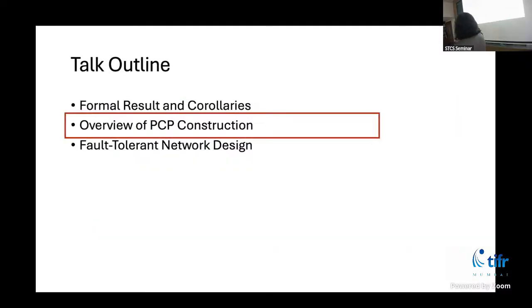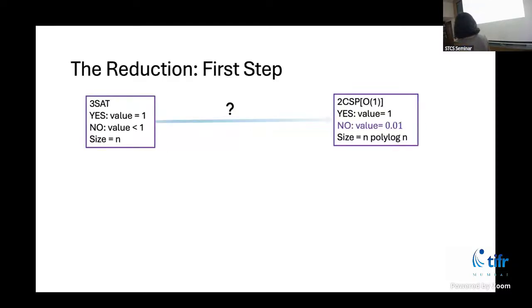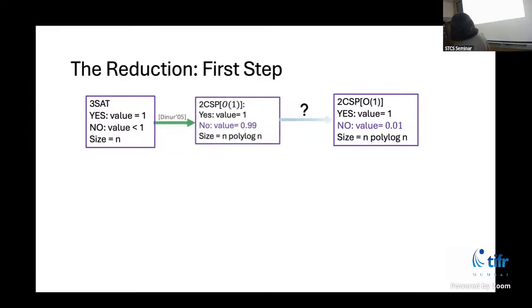Okay, so now let me get to more interesting stuff, which is how to use high dimensional expanders. So recall that this is our goal: to start with 3-SAT with n variables and reduce it to 2-CSPs with n polylog n variables, but in the no case, you have very small value. And we'll not talk much about the yes case, since all our reductions will always preserve value. Firstly, we can always use Dinur's reduction to get a 2-query PCP, which gives you value 0.99 and only blows up by polylog n. And then the goal is to do this amplification from 0.99 to 0.01.